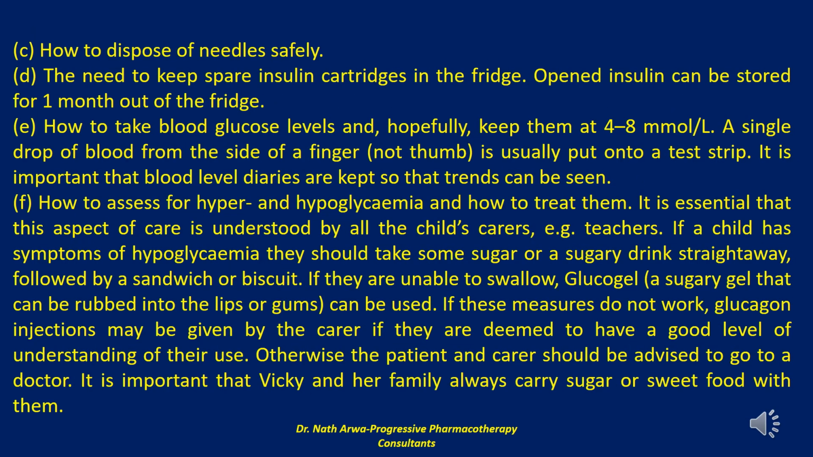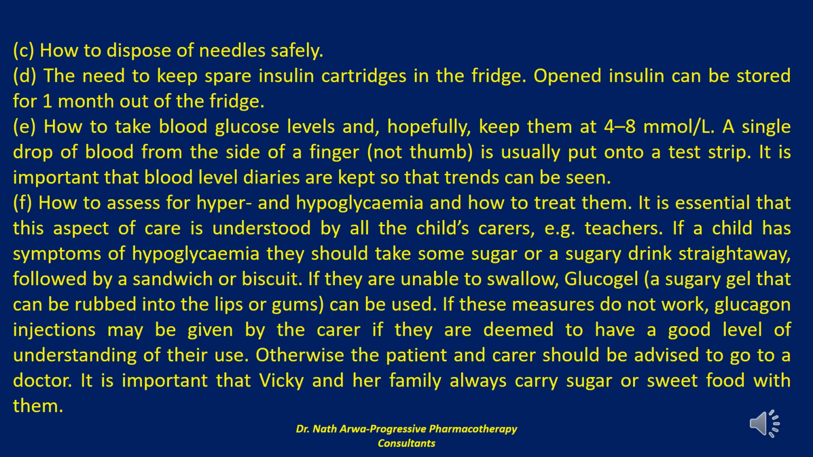C. How to dispose of needles safely. D. The need to keep spare insulin cartridges in the fridge. Opened insulin can be stored for 1 month out of the fridge. E. How to take blood glucose levels and, hopefully, keep them at 4 to 8 millimoles per liter. A single drop of blood from the side of a finger, not thumb, is usually put onto a test strip. It is important that blood level diaries are kept so that trends can be seen.